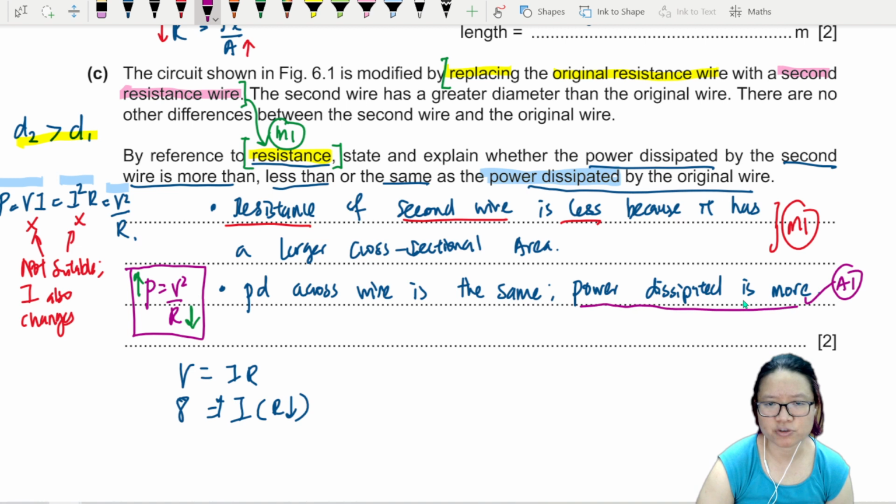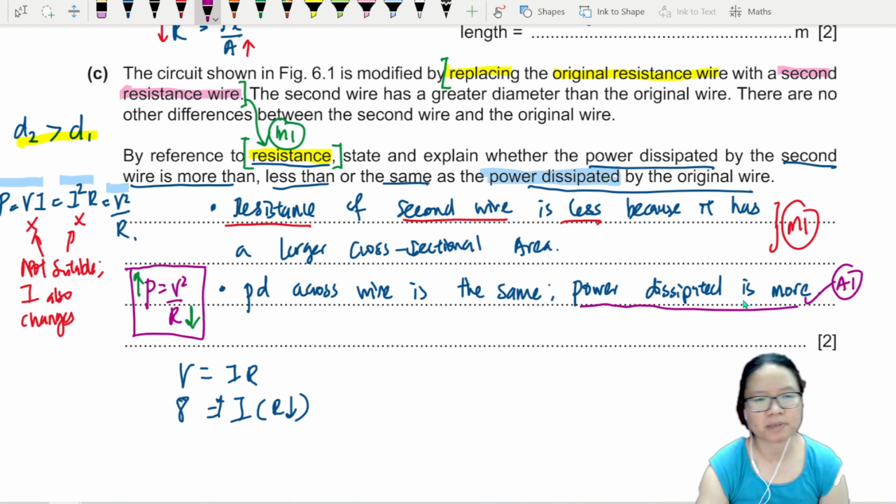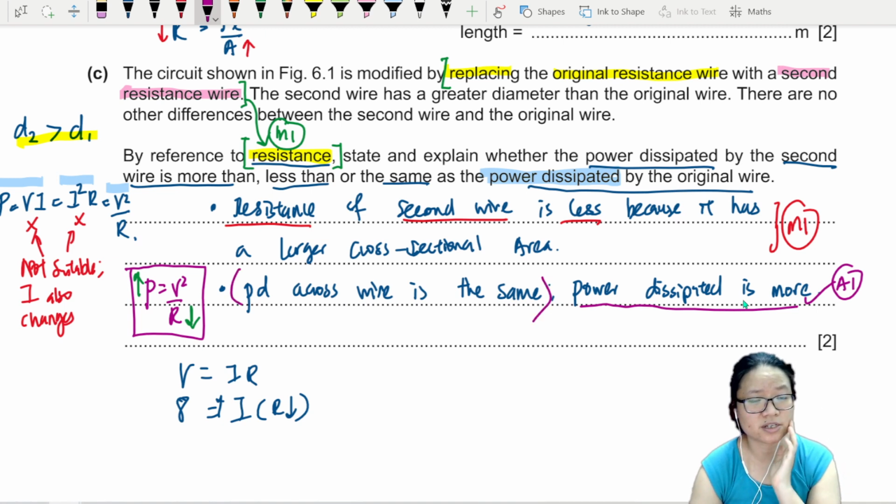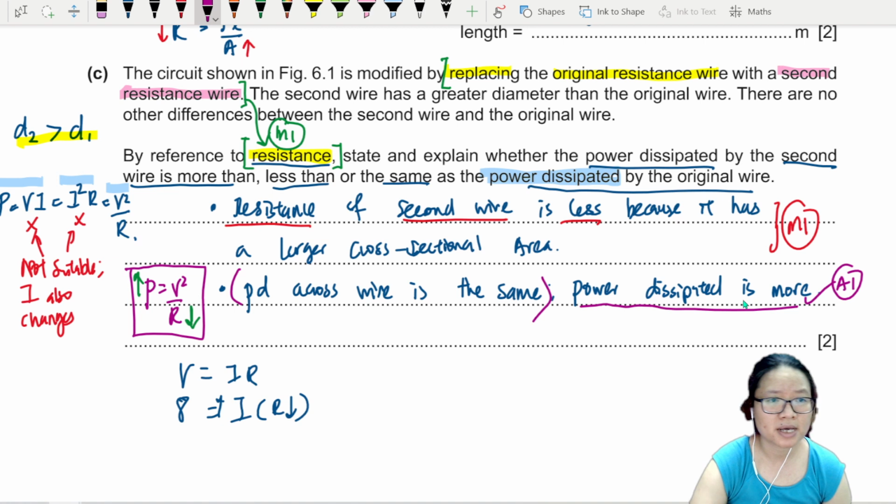Which means even if you just randomly guess it's more, but you never explain using the resistance, you will get no marks. Okay, and then mention potential difference across the wire is the same, but this one is in brackets, it's not that important. All right, so in a nutshell, the resistance of the second wire is less because it has a larger cross-sectional area. Make that link for your M1 and then conclude, tie this to this for your A1.